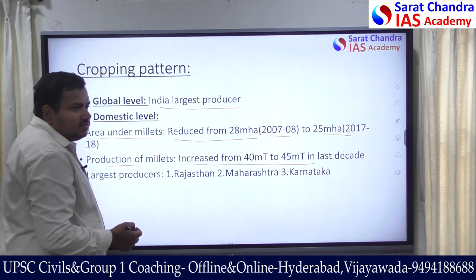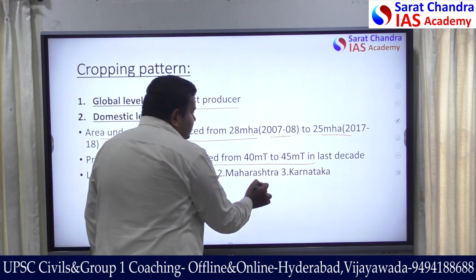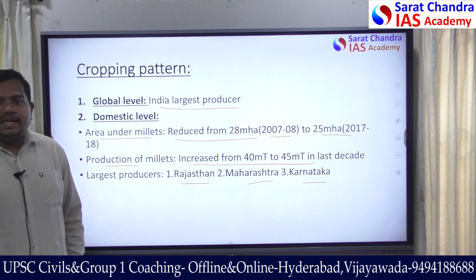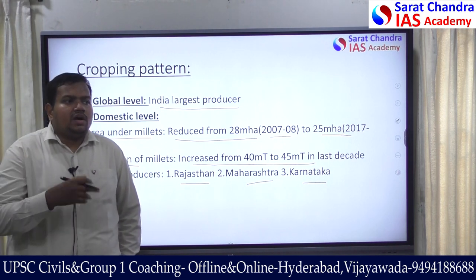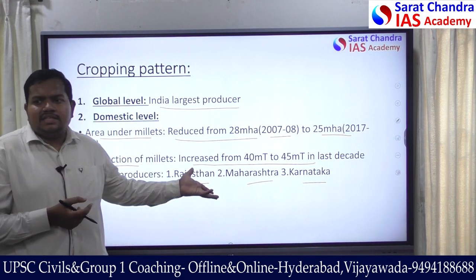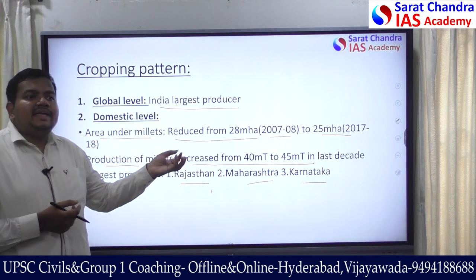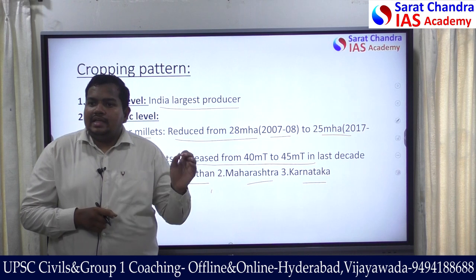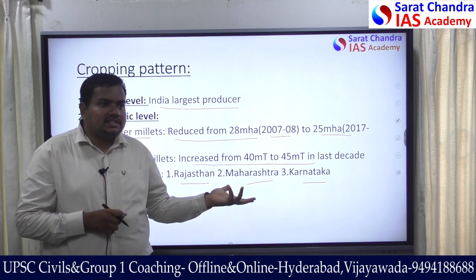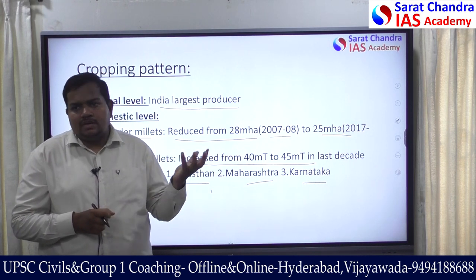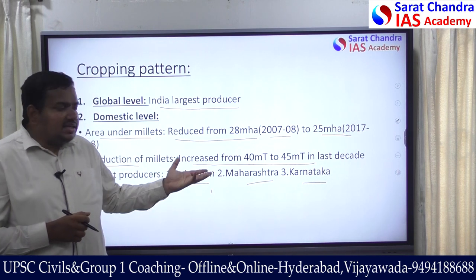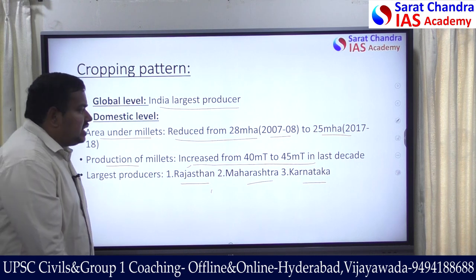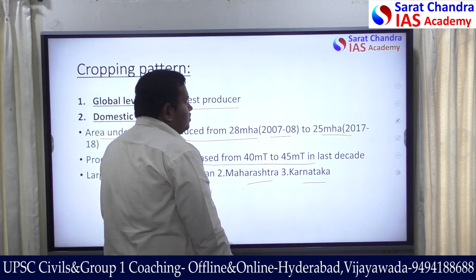Next, largest producers. What are the states? Rajasthan, Maharashtra and Karnataka. And I told you, millets, they are generally grown in the drought areas. So Rajasthan is the best example. We call them arid or semi-arid areas. Generally, millets are grown in the arid or semi-arid areas. And Rajasthan has the largest arid or semi-arid area in India. So in Rajasthan, millets are grown largely. So it is the first state. Second, Maharashtra. Third, Karnataka. Okay.